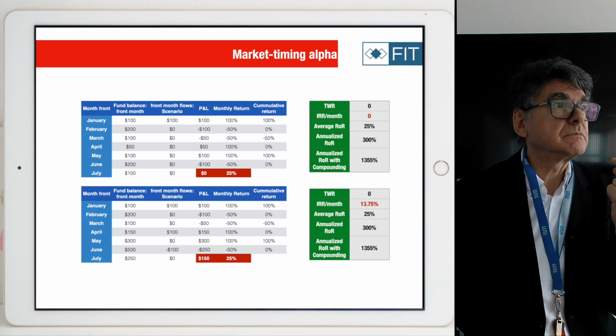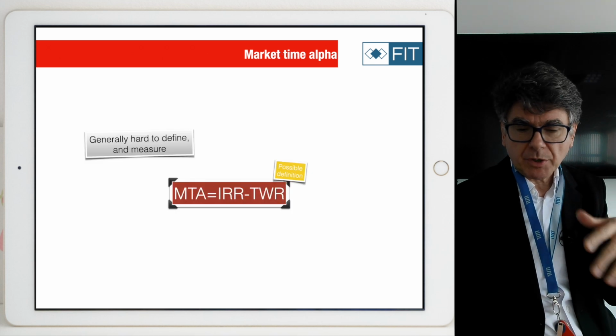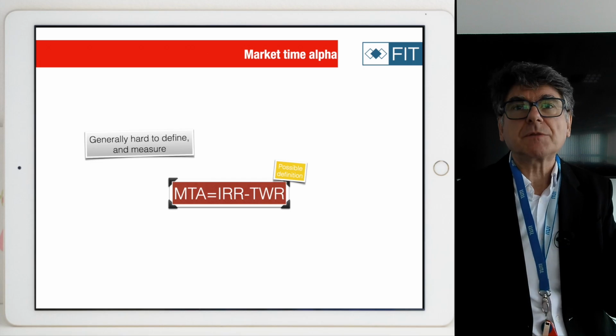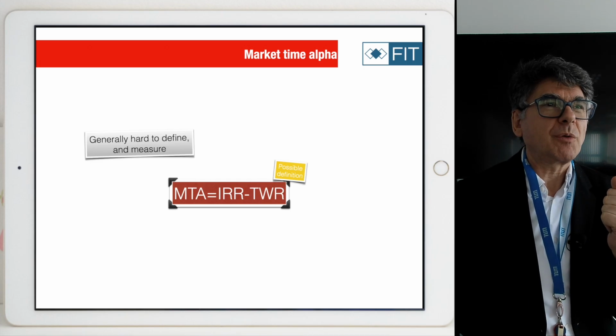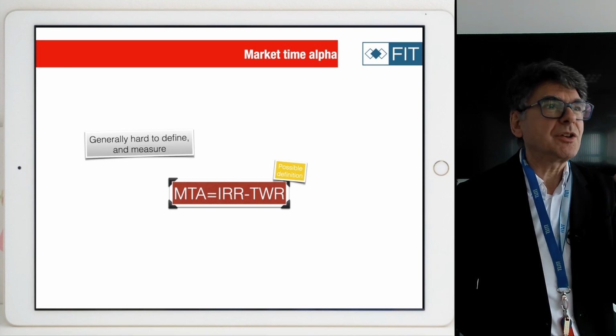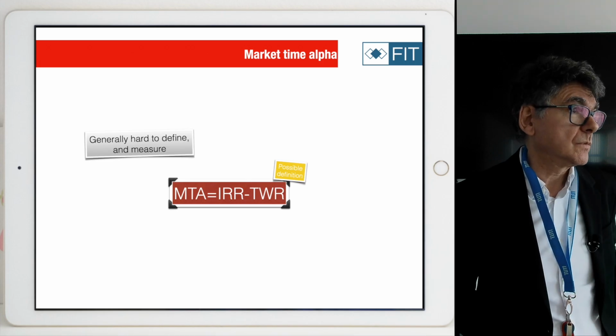Right? So this is my proposal, I didn't write a paper on this, but the market timing alpha, for me, is a way to look at the difference between your IRR and your time-weighted return. And it gives you the ability to understand whether a manager has that skill. Okay?